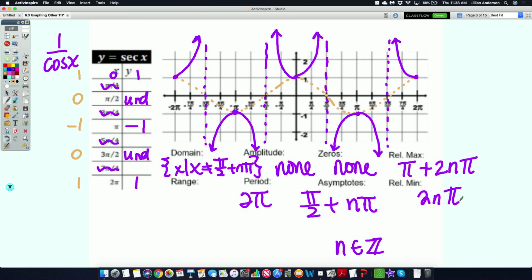Last thing, what's my range? Negative infinity to negative 1, and then 1 to infinity. And the 1 and the negative 1 are included because you have a relative max or relative min in each of those. So it's defined.